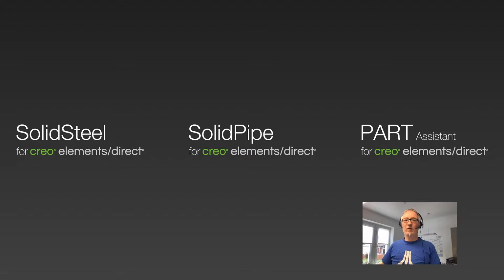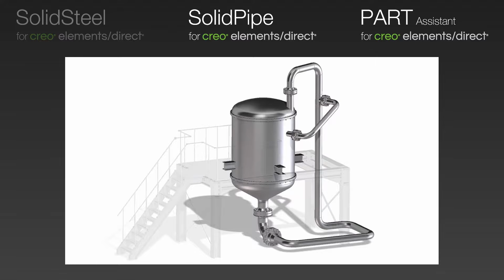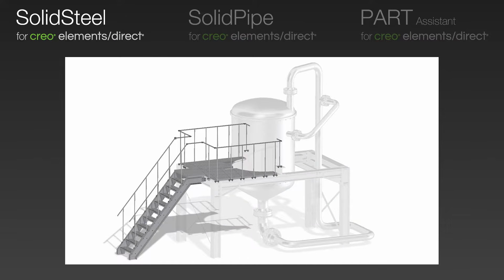Hi, I'm Henning and today we are building a pressure tank using SolidPipe and PART Assistant for Creo Elements Direct. The complete tank will look like this at the end of the video. This is the second part of a 3-part series. In the first part we built a framework and in the next part we will take care of the stairs, platform and railings.